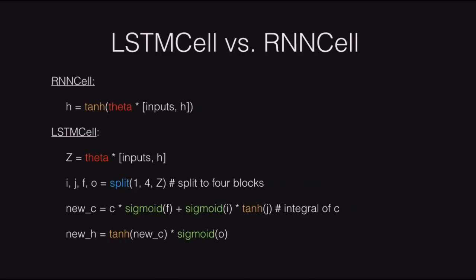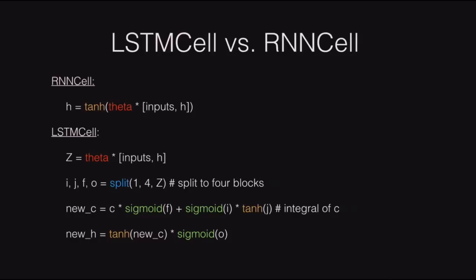Now in an LSTM, you basically multiply the input and h by a big matrix. Let's call that theta. That theta is 4 times bigger than the theta I described for the RNN cell. Then you take that z coming out and split it into 4 blocks. From each block you can compute the gates.